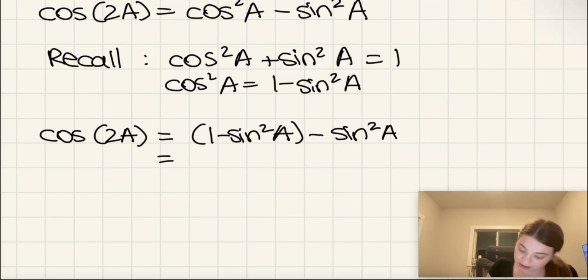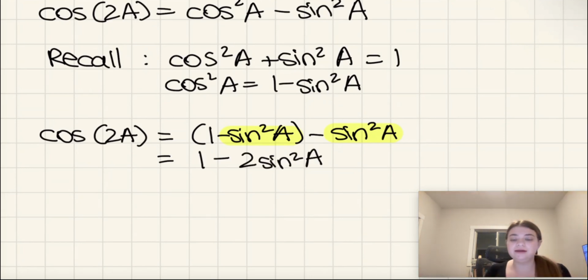And then we can just combine these two together, this one and this one, to get that it's 1 minus 2 sine squared A. And there we go. There's that one. Now let's do the cosine version of that.